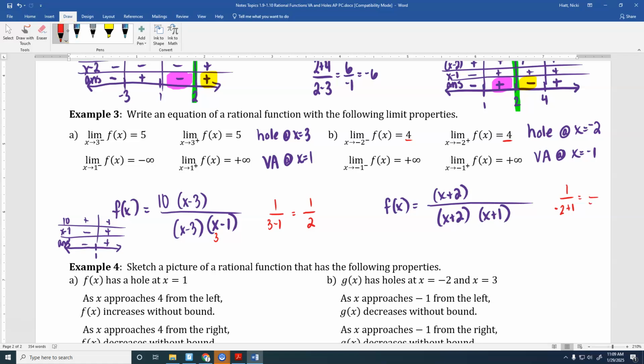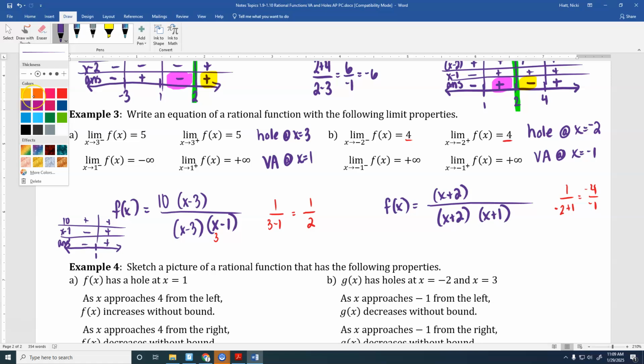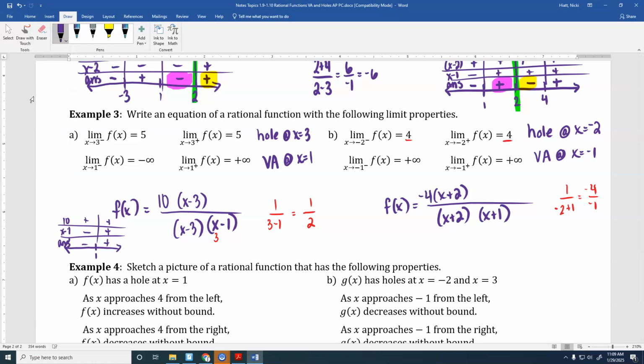So that means you're getting a -1 in the bottom. If you are getting a -1 in the bottom, then you need to have a -4 in the top. So you could put a -4 up here.